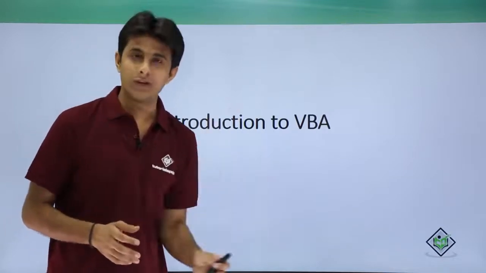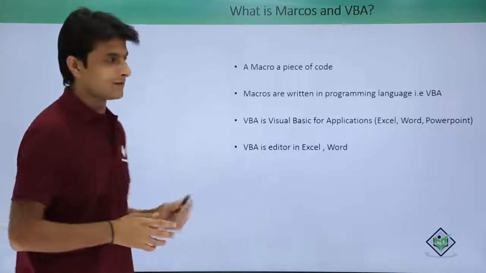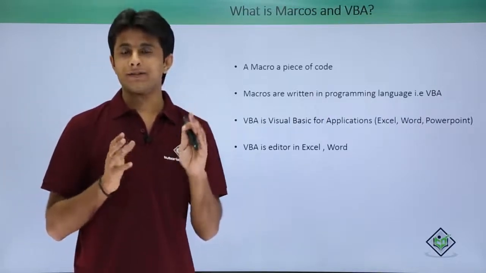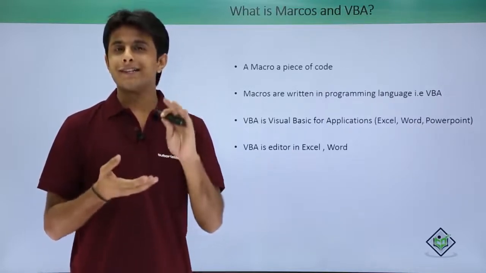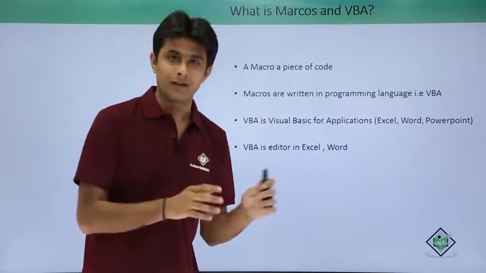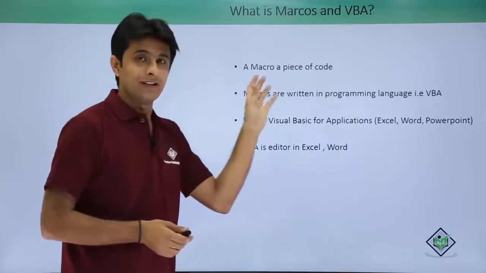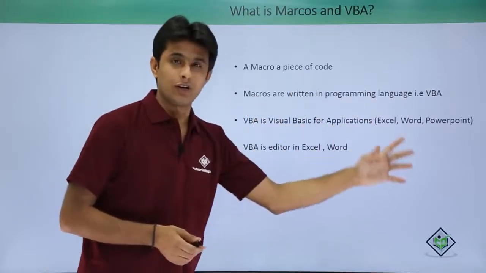But before jumping to VBA, let me tell you the difference between macros and VBA. A macro is basically a piece of code, a set of instructions, you can say a subroutine, functions and so on. These are sets of instructions which are written in VBA. So what exactly is a macro? It's a piece of code, and macros are written in the programming language VBA. VBA is nothing but Visual Basic for Applications.